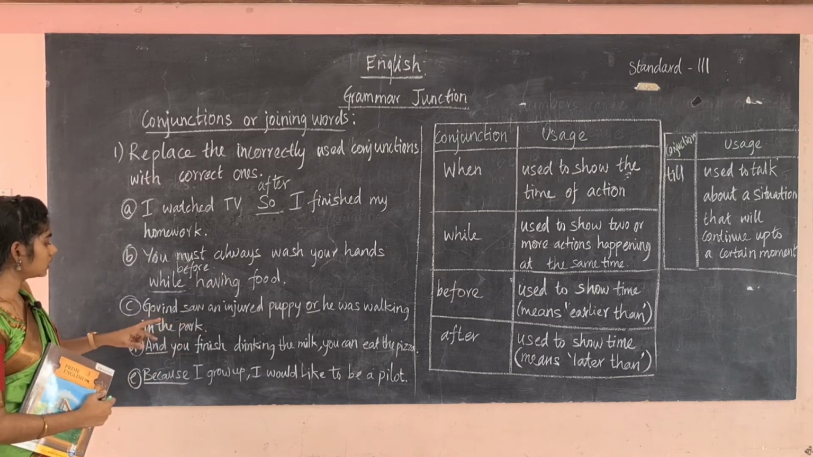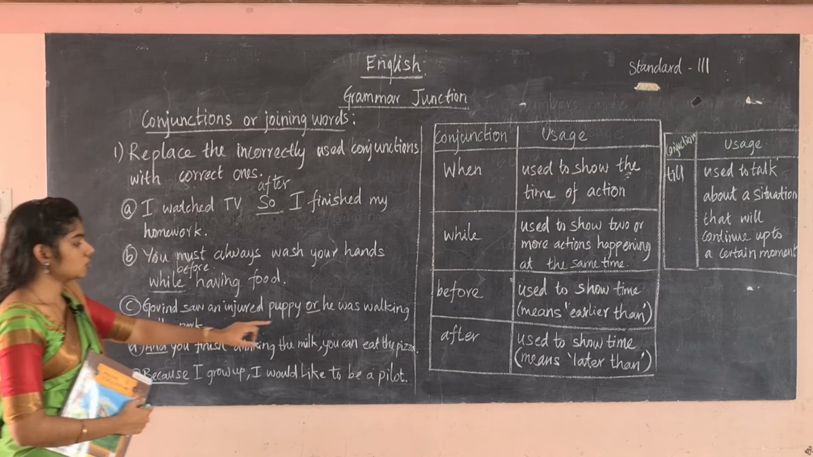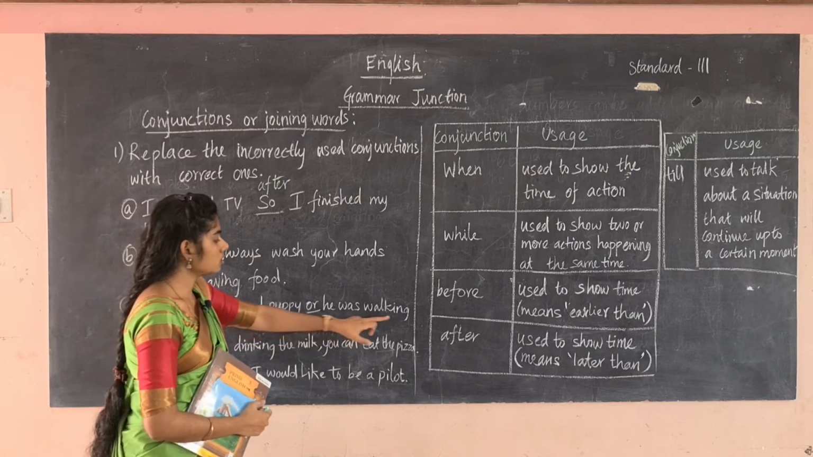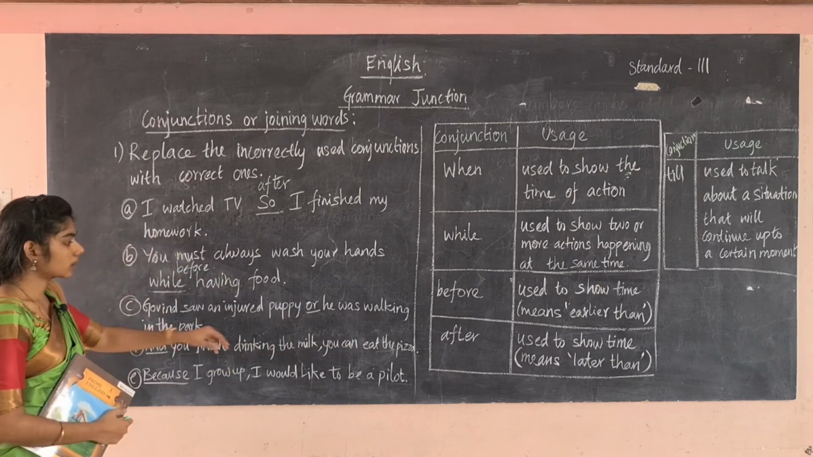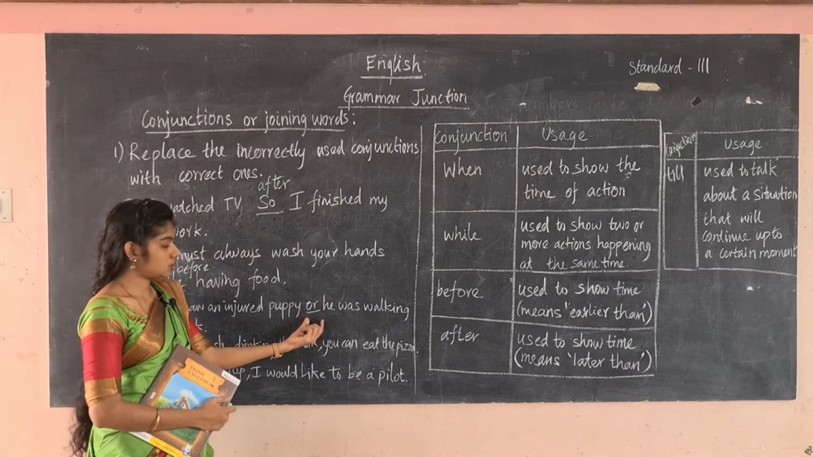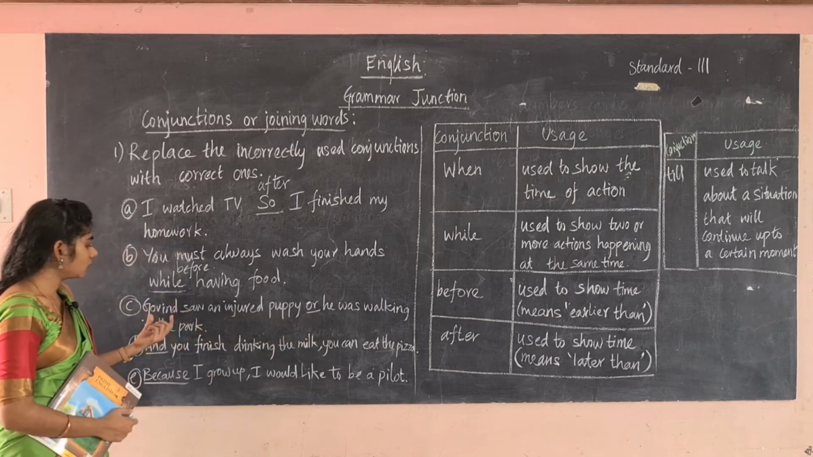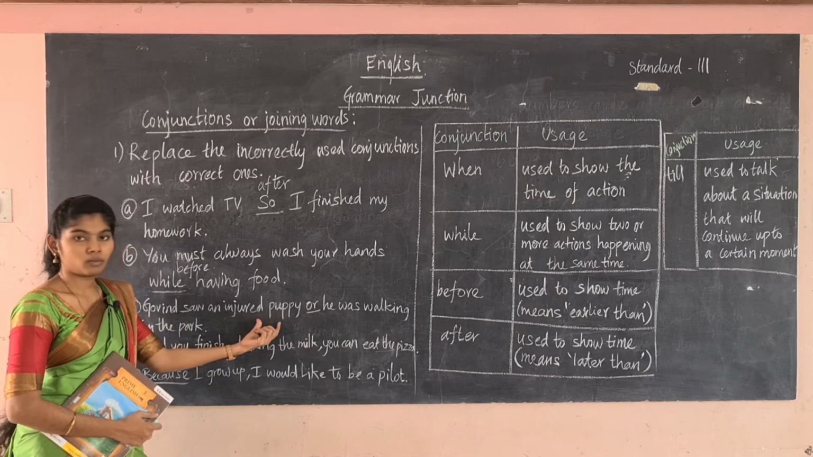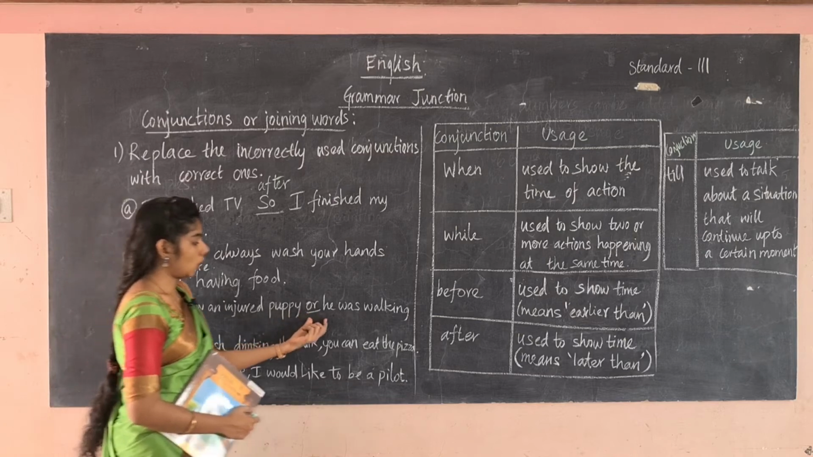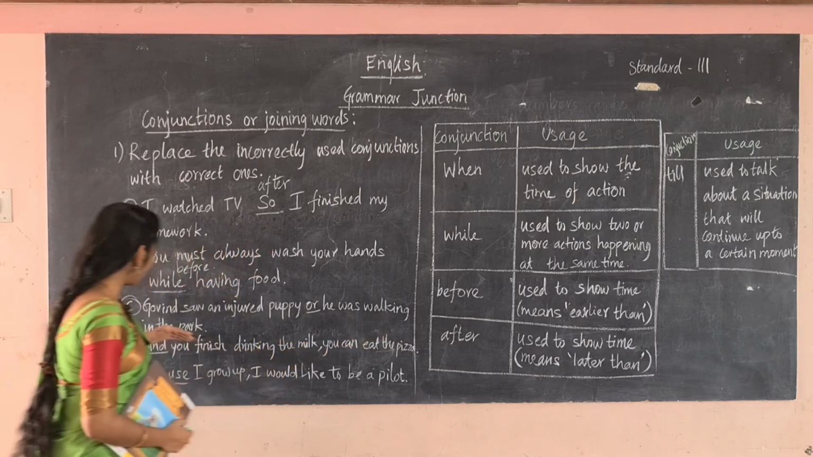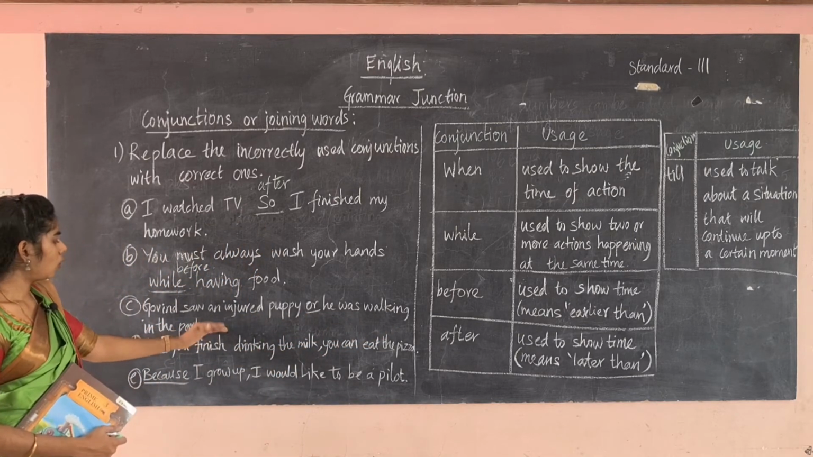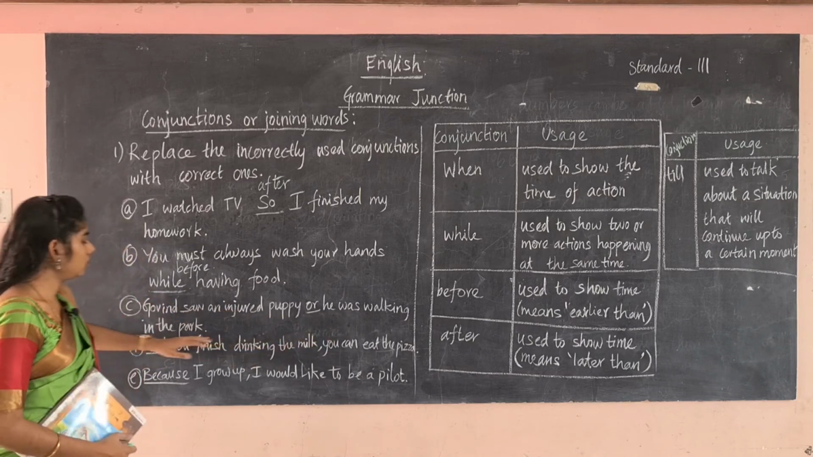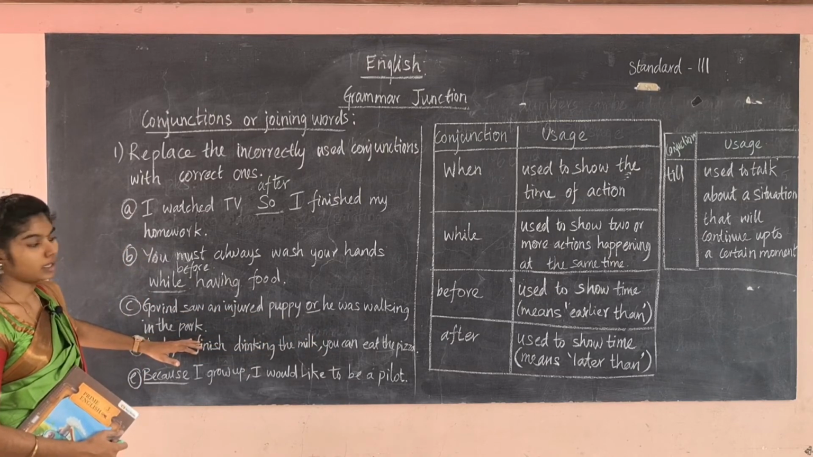And the next sentence is, Govind saw an injured puppy or he was walking in the park. Here the word or is given as a conjunction. So what is given? Govind saw an injured puppy. Injured puppy means an injured dog. So or he was walking in the park. What is given? Either he saw it, or else he was walking in the park. Like that it is given here.